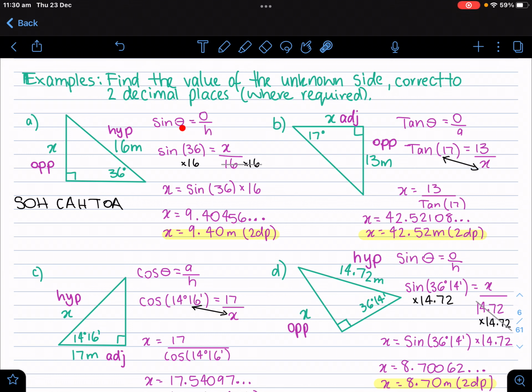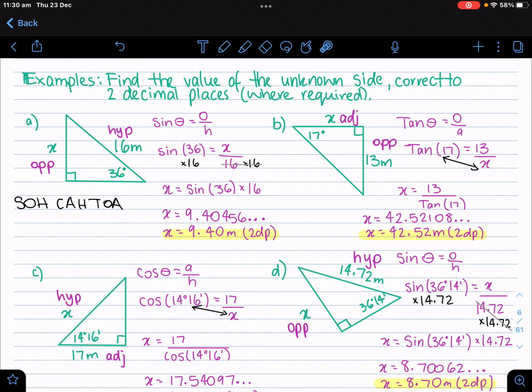Sine theta. Theta is the known or unknown angle. In here it's known, 36 degrees, that pops in there. Equals opposite being x, over hypotenuse. You can't flip them around. It has to be opposite over hypotenuse. The order is so important here. So that's why you take your time when substituting in.